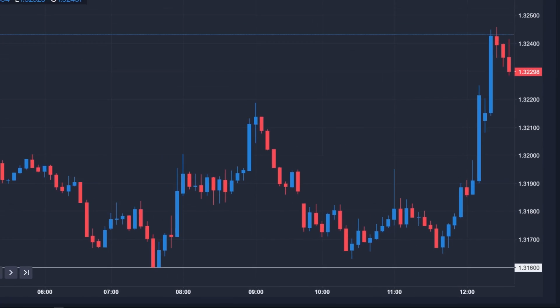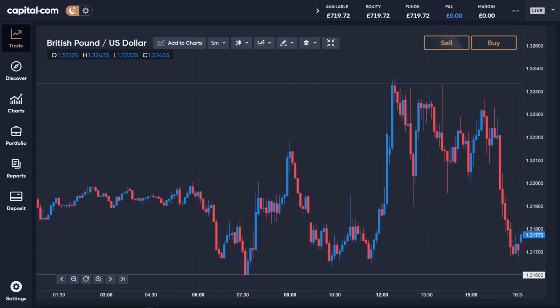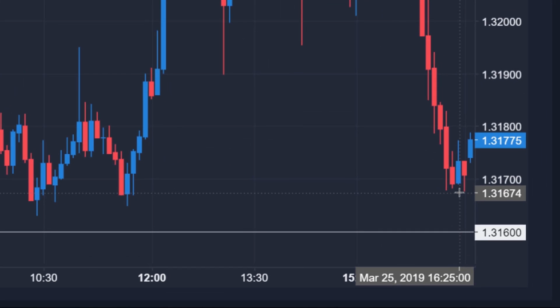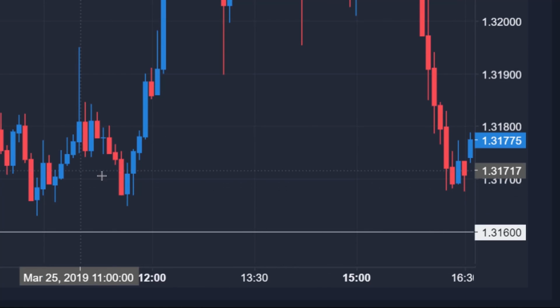But let's say you'd missed all that. Let's jump forwards again. So for the next few hours, nothing much happens. The market's very volatile, but we don't see much in the way of a directional move. But later on in the day, you can see just at 4:30, towards the close of the European session, the pound drops again, drops back to this old support.